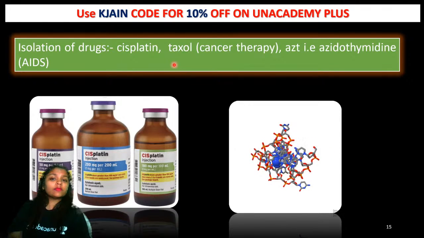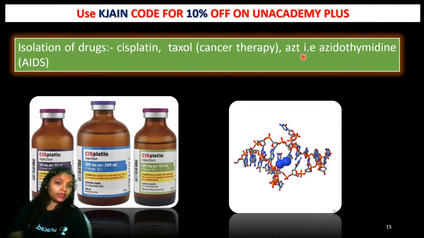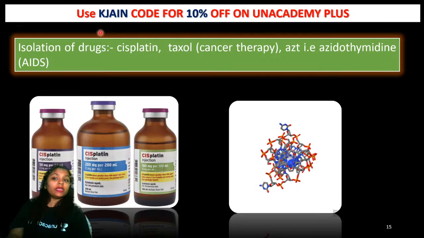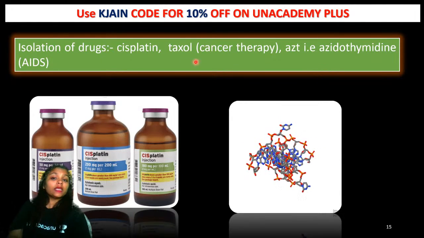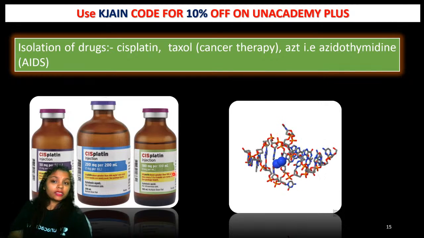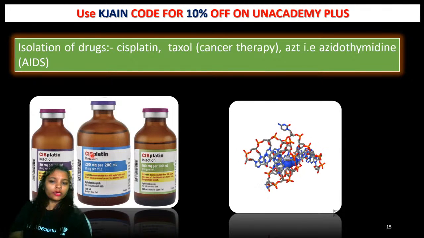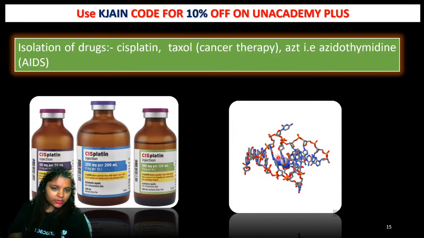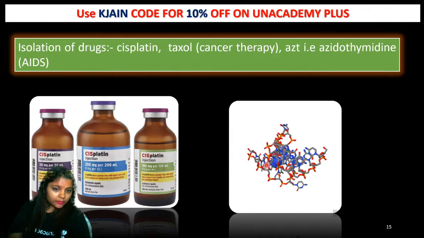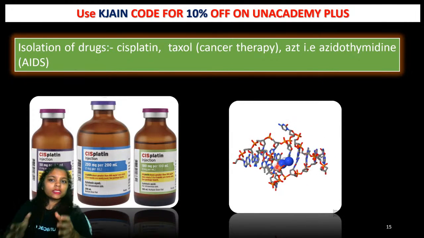In these drugs we can study cisplatin, Taxol, AZT. AZT is used for AIDS. Cisplatin and Taxol are used for cancer therapy. You can easily see this is cisplatin, and this is a DNA. In between, cisplatin is present. So what is cisplatin doing?